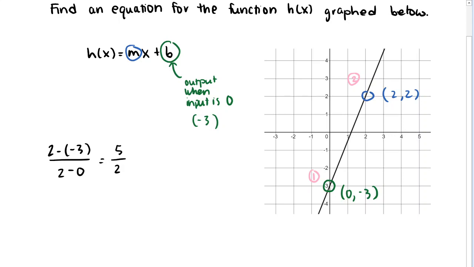2 take away -3, that's the same as 2 plus 3. And then I have 2 take away 0. And so this is the rate of change here, 5 over 2. And we can see this here as the fact that between these 2 points, the graph is going up 5 units. Right? Its change in its output is 5 units for every change of 2 in the input.